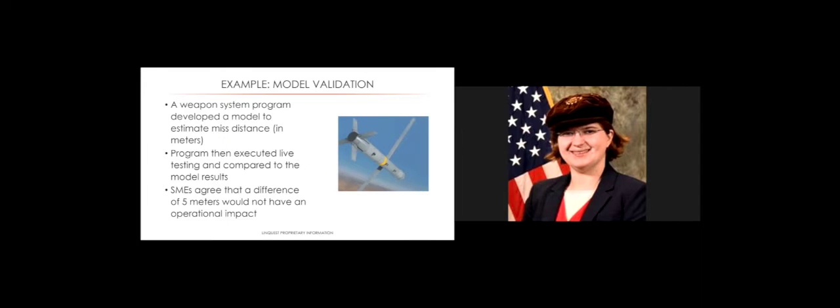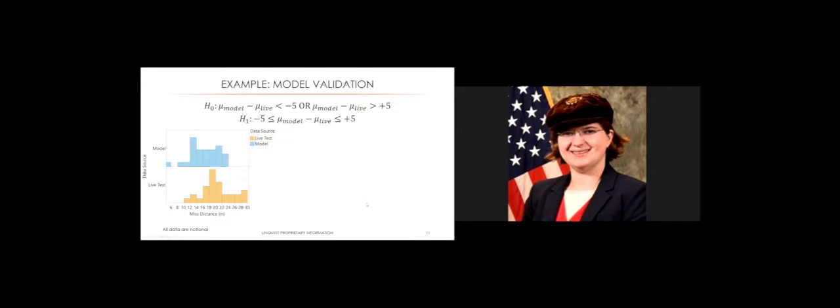That's our delta value. Again, the data is notional, but here's an idea. I have my null hypotheses. I want to see, is the mean difference between the model and the live data less than -5 or greater than 5? And then my alternative hypothesis is that the difference needs to be between -5 and +5. All right, so here's a visualization of the data. We see the live test data looks like it's not performing quite as well as our model said it would, and maybe a little bit noisier, just a little, perhaps.